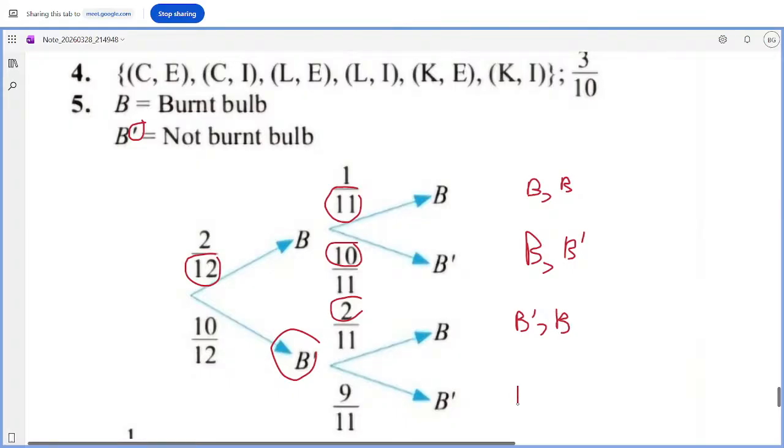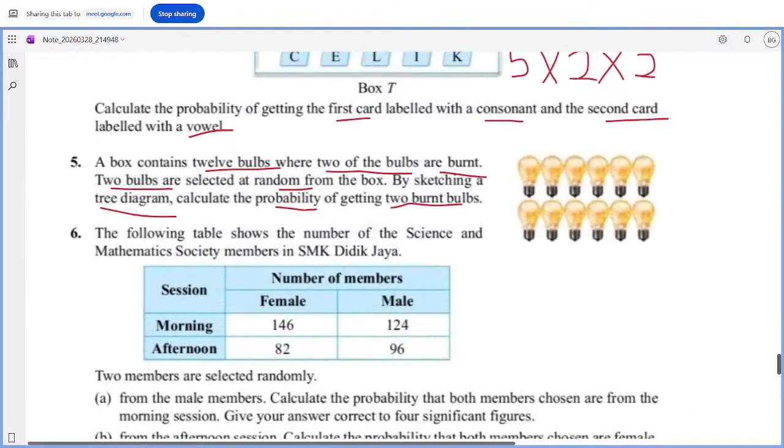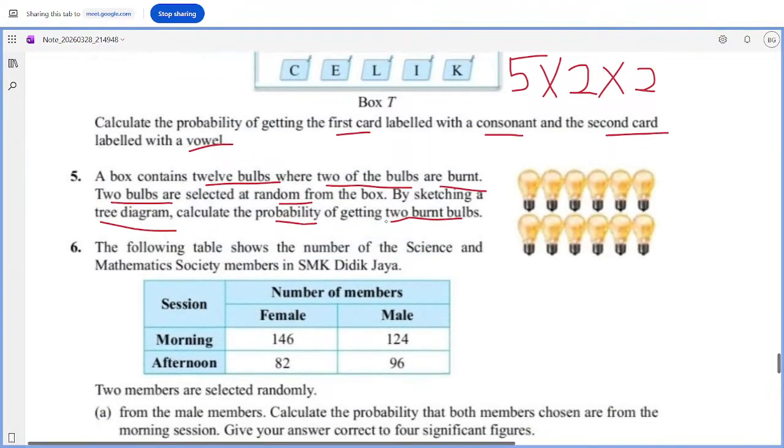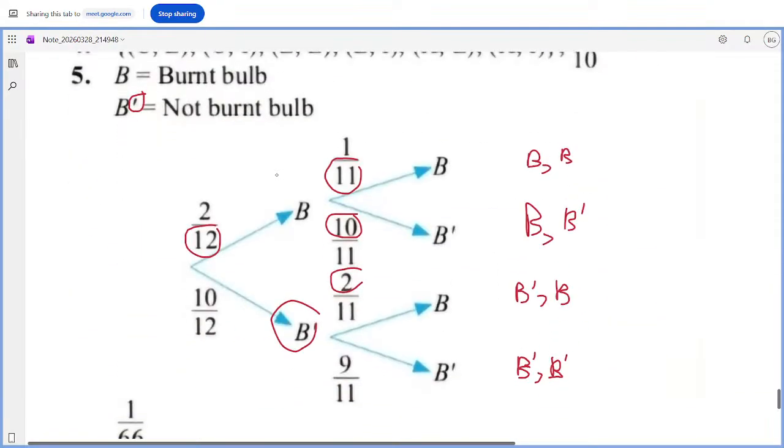Okay, understand? No problem. So guys, simple or not? Probability. Simple, right? Who say very difficult? Simple, right? Just don't think too complex. That's the thing. So now they want you to get 2 burnt bulbs. So 2 burnt bulbs means that B and B.